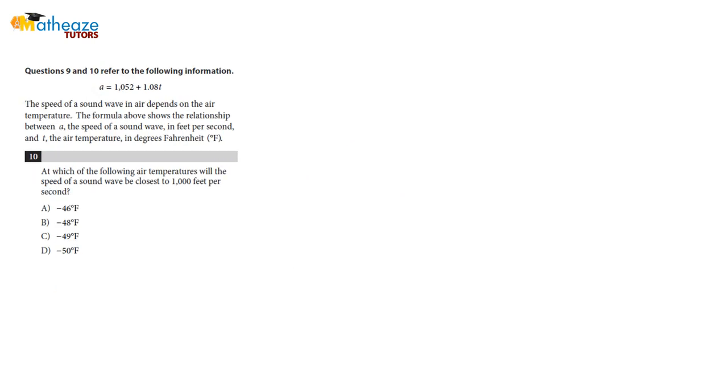Number 10. At which of the following air temperatures will the speed of a sound wave be closest to 1000 feet per second? So our formula here, our equation here, is A equal to 1052 plus 1.08 t.